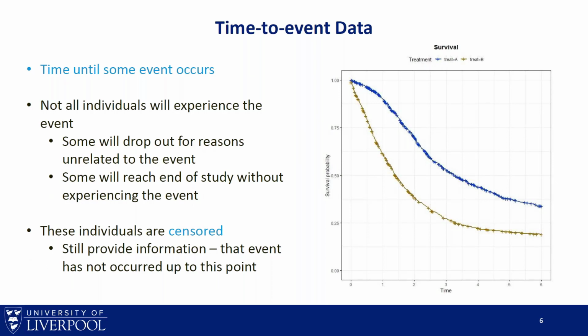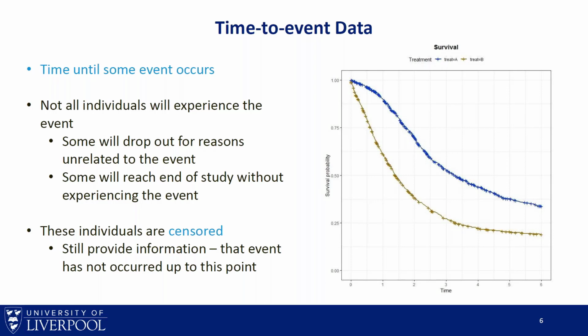The second important type of data for a joint analysis is time-to-event data, which records the time until some event occurs, for example, the time until death or the time until treatment withdrawal. The important thing to note is that not all individuals in the dataset will experience the event of interest. It's possible that some individuals will drop out for reasons unrelated to the event of interest, or some might reach the end of the study without ever experiencing the event. We term these individuals as censored.